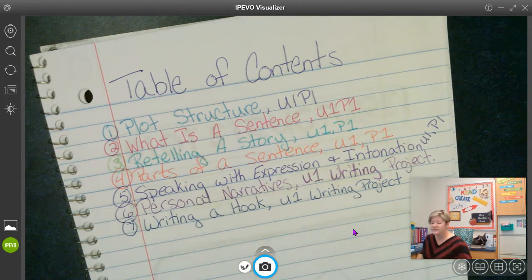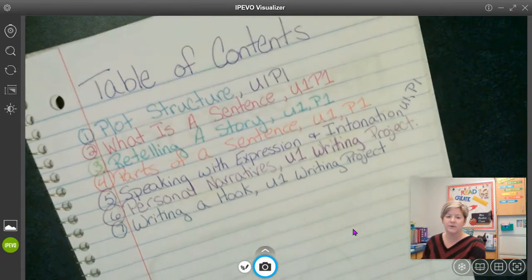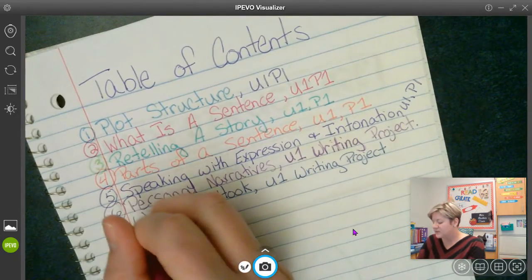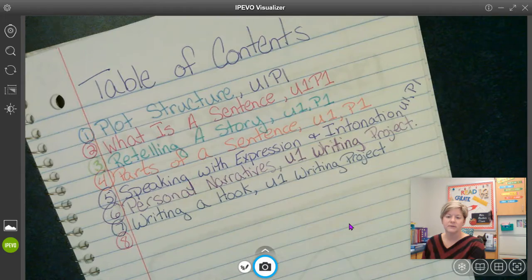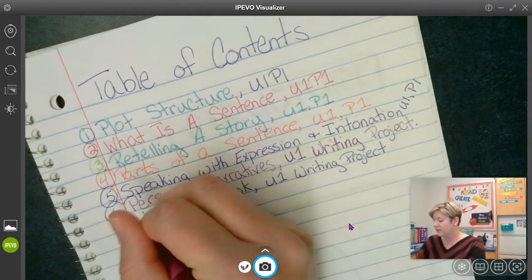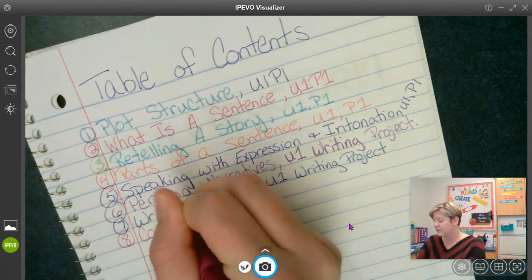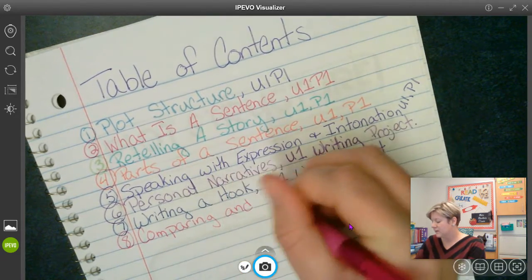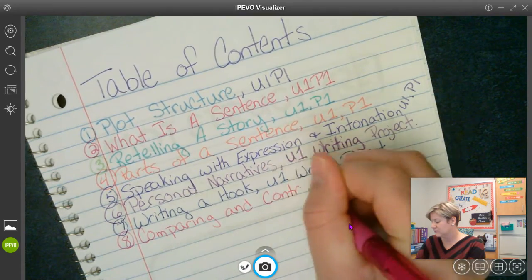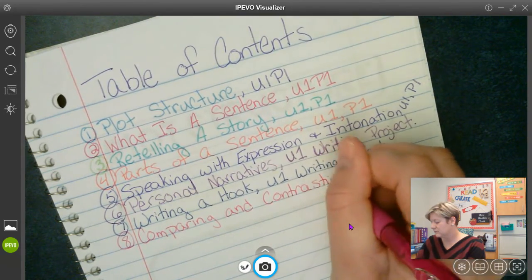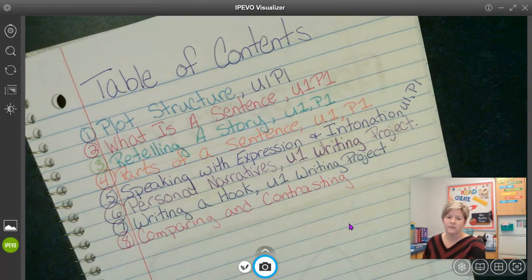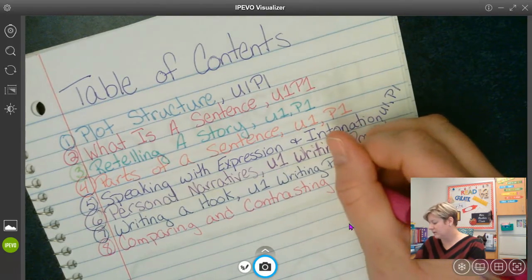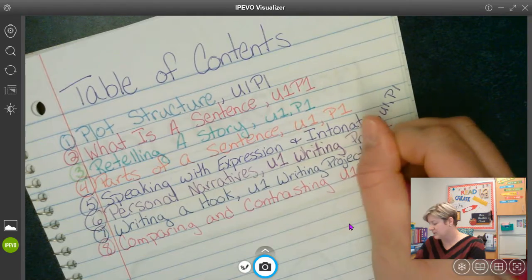Today, we are going to be working on comparing and contrasting. So the first thing we're going to do, as always, is get our table of contents ready. This is page number 8. Okay. And today we are going to be comparing and contrasting. Now, this is part of Unit 1, Part 2.